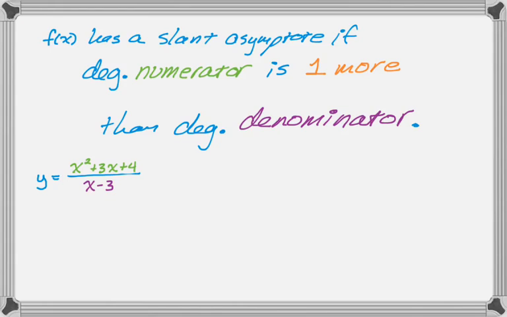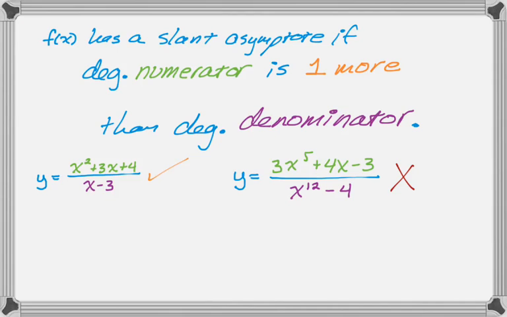For example, we might have y equals x squared plus 3x plus 4 over x minus 3. The degree of the numerator is 2 and the degree of the denominator is 1, so that will have a slant asymptote. You might see something like y equals 3x to the 5th plus 4x minus 3 over x to the 12th minus 4. The degree of the numerator is 5 and the degree of the denominator is 12, so no slant asymptote.